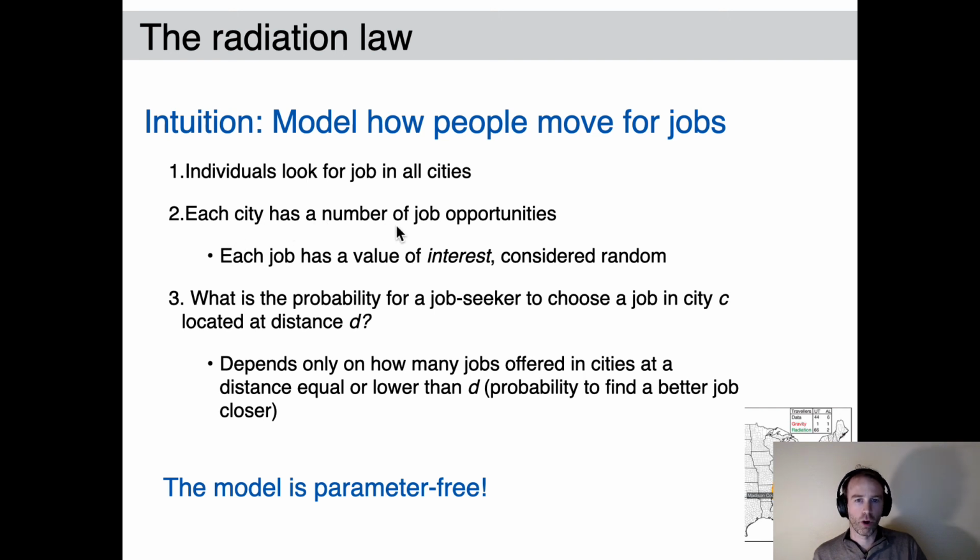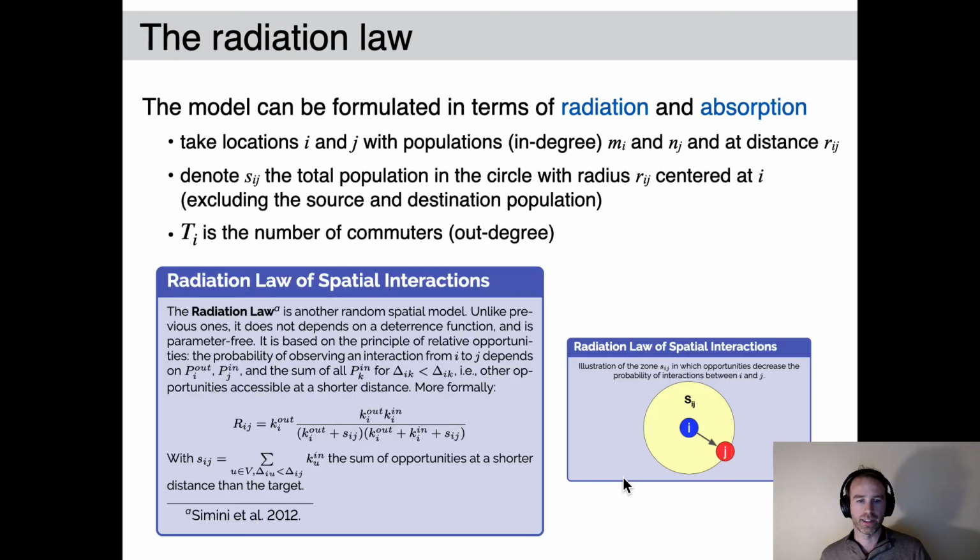Each city has a number of job opportunities. Each job has a value of interest considered random. What is the probability for a job seeker to choose a job in city C located at distance D? It depends on how many jobs are offered in cities at a distance equal or lower than D. And the strength of this model is that it's parameter free.